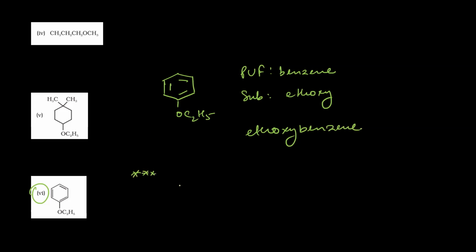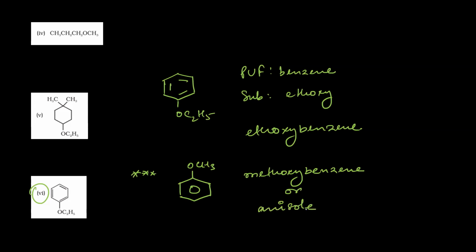Please note this down. If you have a benzene ring with OCH3, then it will be methoxybenzene, but it has a common name which is frequently used, anisole. Okay, please remember this. It is methoxybenzene or anisole. लिख लिया सबने? Yes or no? Please tell me. All of you wrote this? Yes, is everyone done? Yes, sir.